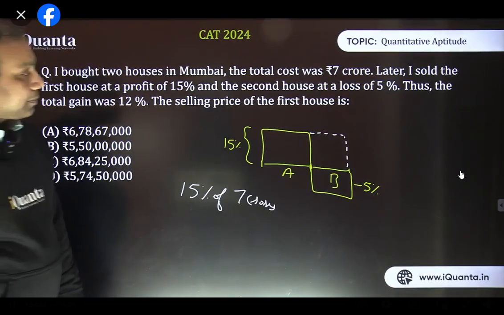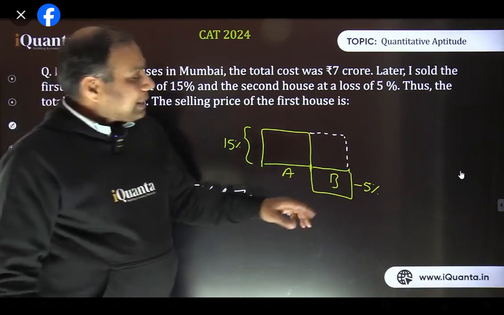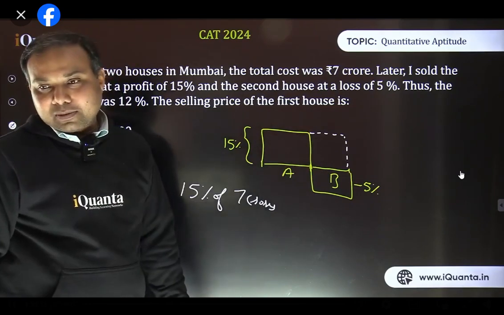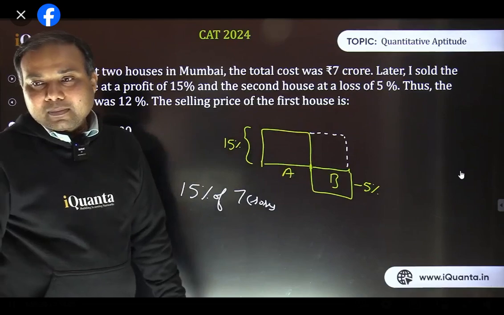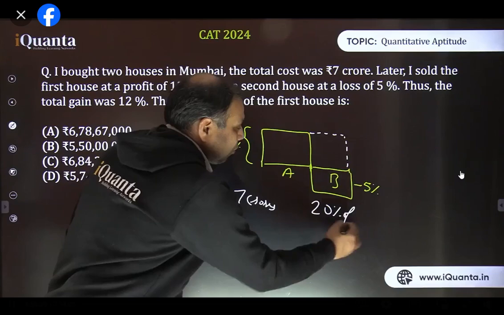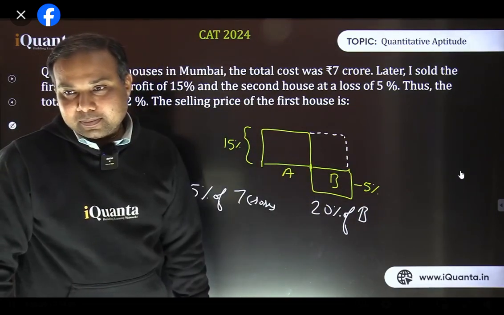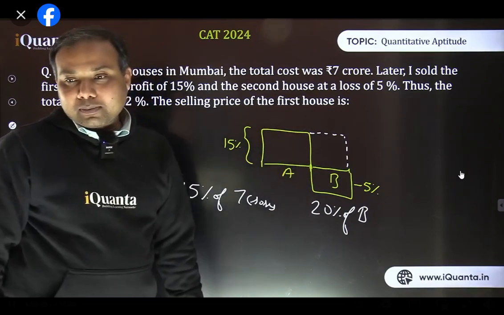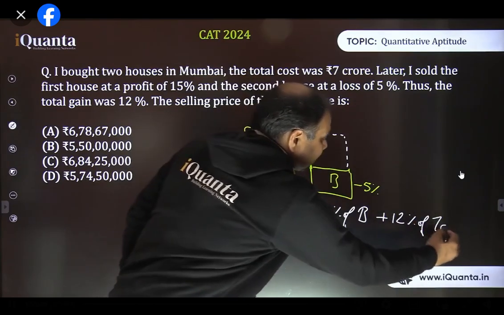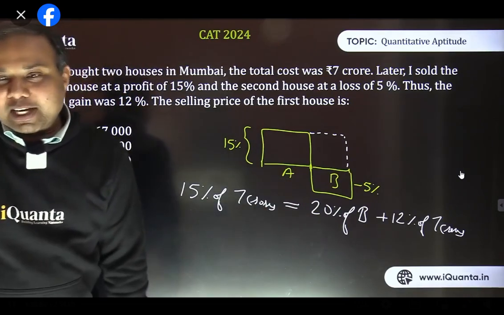Okay. But this situation has happened when I assume the extra selling price of the second house. Right? When I assume the extra selling price of the second house. What is the extra selling price of the second house which I have taken? From minus 5% to plus 15%. That is 20% of this second house cost price. Yes, 20% of this cost price. Fine. So 20% extra I have assumed. So that 20% extra, and other than that, that was total 12% of 7 crores. Isn't it? That's the basic equation which I need to write.